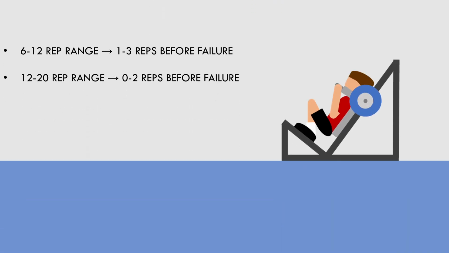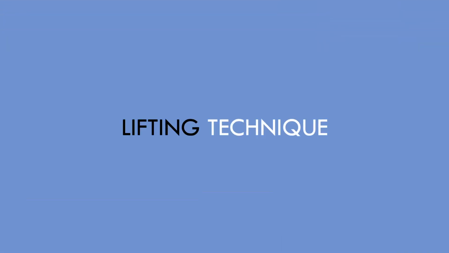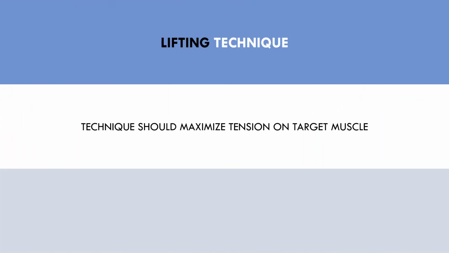The next key variable for hypertrophy training is lifting technique. We want to use a technique that allows maximum tension to be placed on the target muscles, and minimal tension placed on other accessory muscles and joints. This will make each set maximally stimulative for the target muscles and will produce the lowest systemic fatigue and local fatigue to other muscle groups.